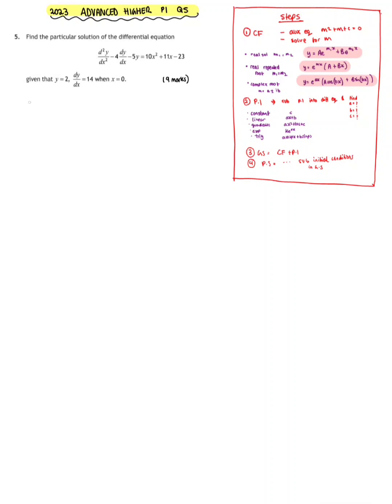So first of all, we write our auxiliary equation, which will be m squared minus 4m minus 5 equals 0. Factoring this out gives us (m minus 5) times (m plus 1) equals 0. This will give us m equals minus 1 and m equals 5.